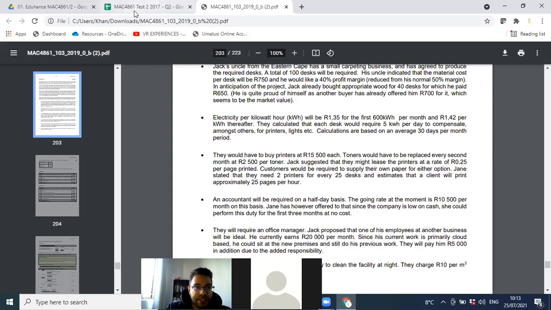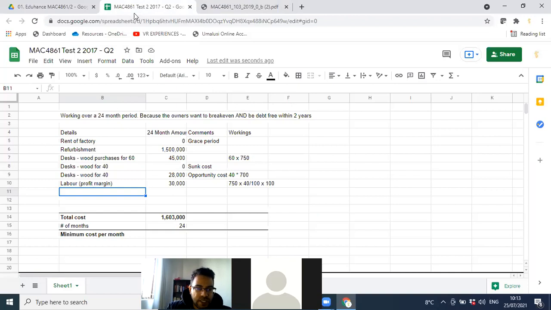Okay, so now we're going to have to work this out. We're going to have here electricity for the 600 hours. Then we're going to have electricity for the remaining hours. Now we're going to work out the hours.